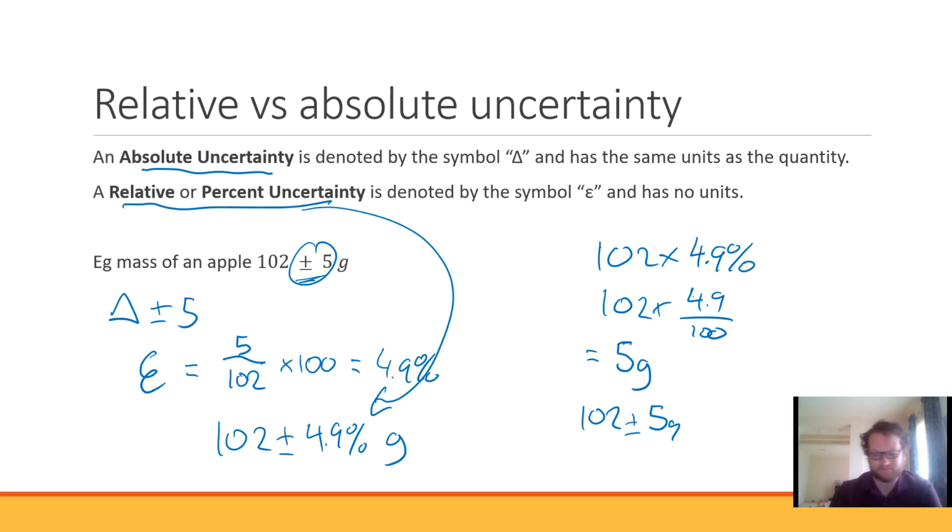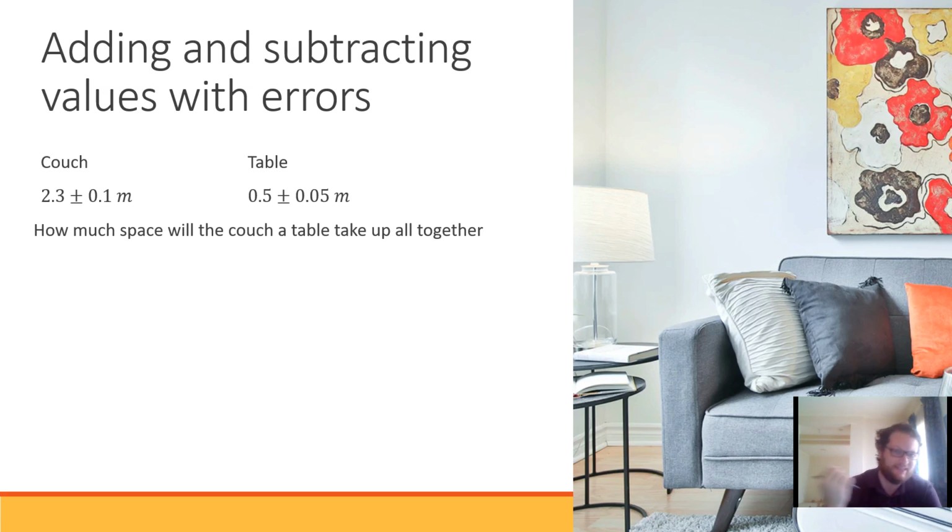the difference. Now, we then did this quick example of adding and subtracting values of errors. So let's have a quick look at this guy. We've got 2.3. Let's just say I've got a couch. So here's my beautiful couch over here. And I've got a table as well. So here's the table. And I'm going to say, well, if I put these end on end, how much space is it going to take up? Well, I know the couch is 2.3 meters plus or minus 10 centimeters. Maybe my ruler isn't that great. But I am a little bit better at measuring the table because it's a bit smaller. So I managed to get it to be plus or minus 0.05.